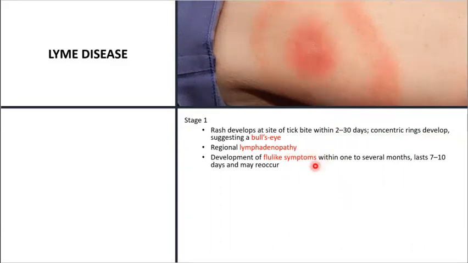There would also be development of flu-like symptoms within 1 to several months. So those flu-like symptoms like your fever, headache, muscle ache, malaise. They could also complain of stiff neck. So you will see those within 1 to several months. And then the client can progress to stage 2, which is the most deadly. If the patient is not treated, you can see him going into stage 2 within 1 to 6 months.